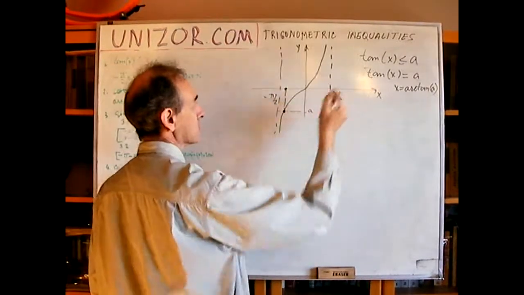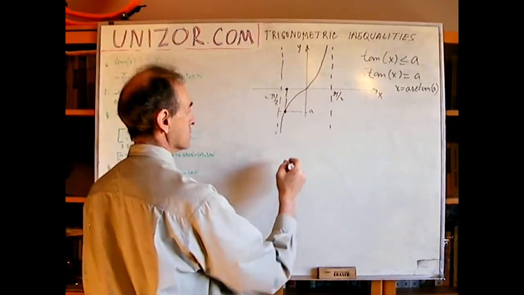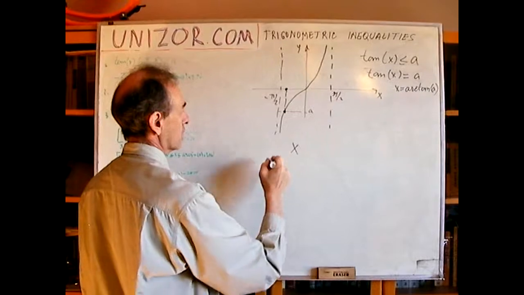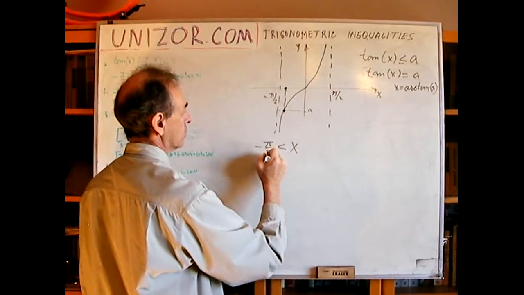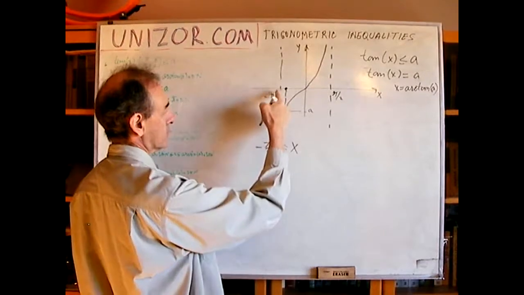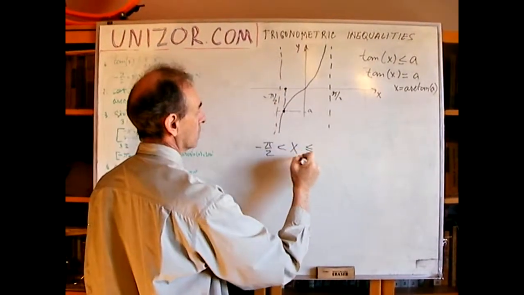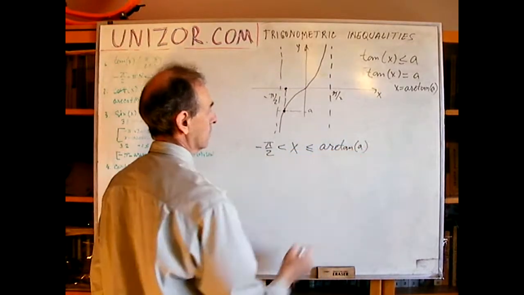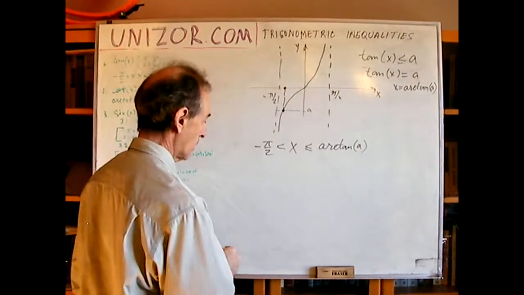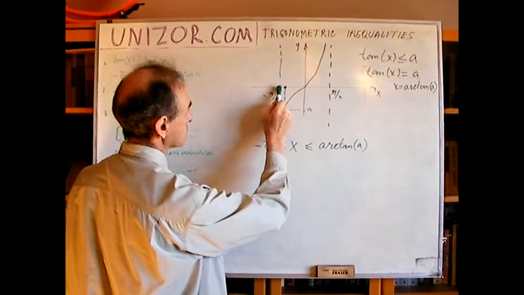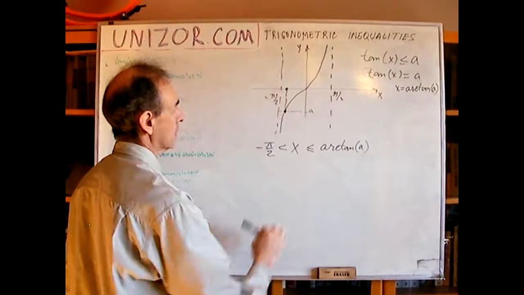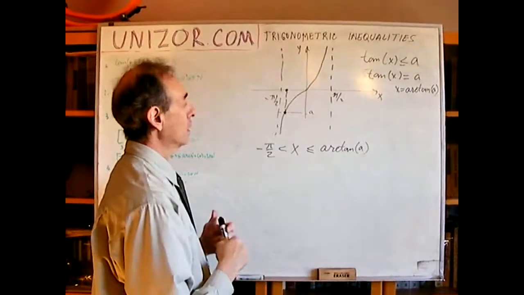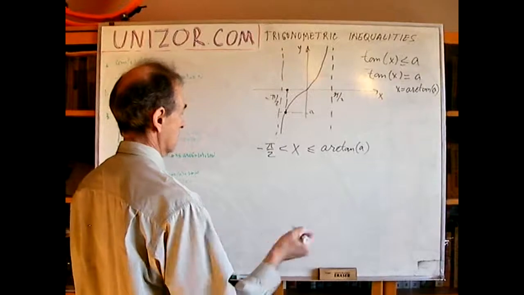So what I can say about solutions to this particular inequality is that x should be, we need less than or equal, so it's greater than minus pi over 2. It's not equal to minus pi over 2 because it's undefined. And less than or equal to arctangent of a. So this is an interval from this to this, where the function tangent is below or on the level of a. Now, the general solution obviously is like this.